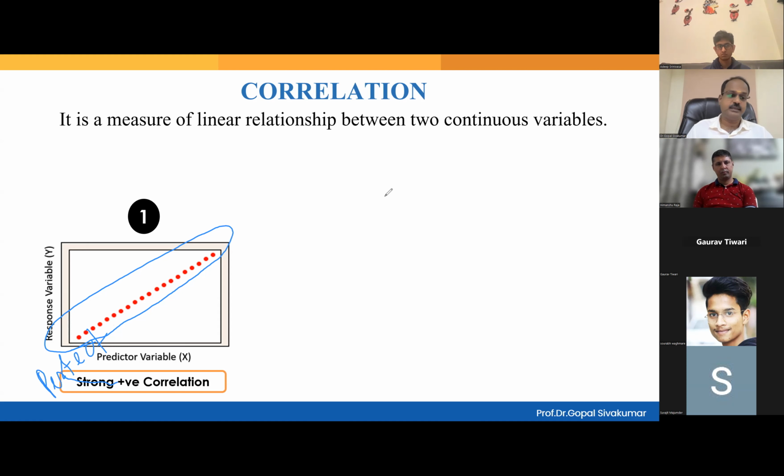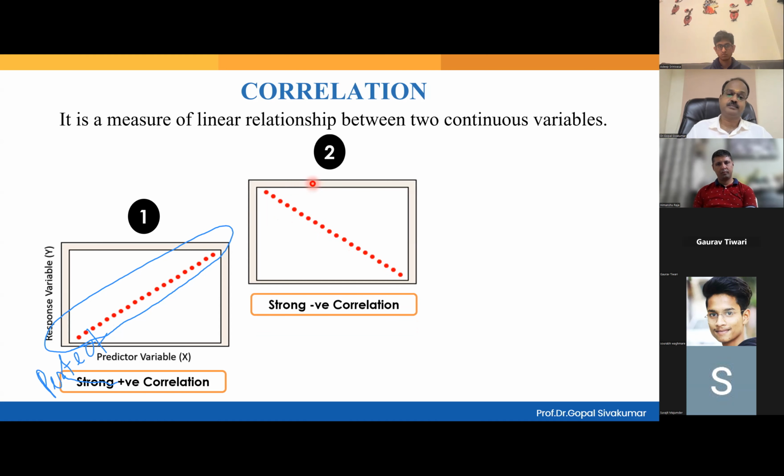So the first line is understood, first curve. Now the second one. What kind of relationship are you seeing? As I keep on increasing the X, what happens to the Y?